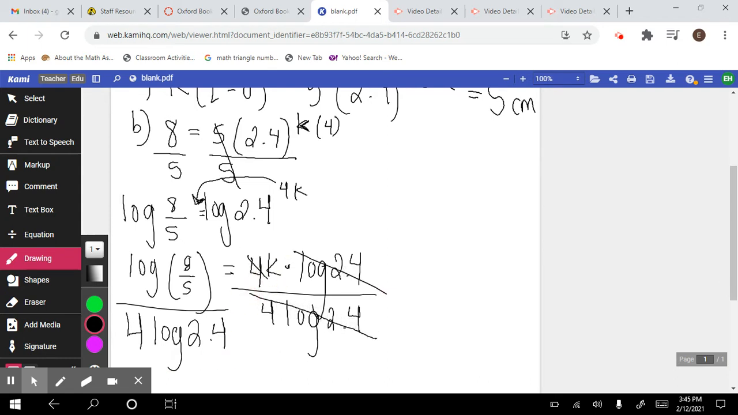And then we're going to punch this into the calculator. Be careful. I would put some extra parentheses around that when you plug it in, and we'll see what we get. So after typing it all into the calculator, you should get a k value of 0.134.